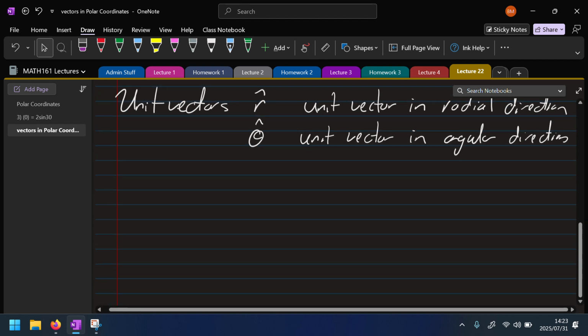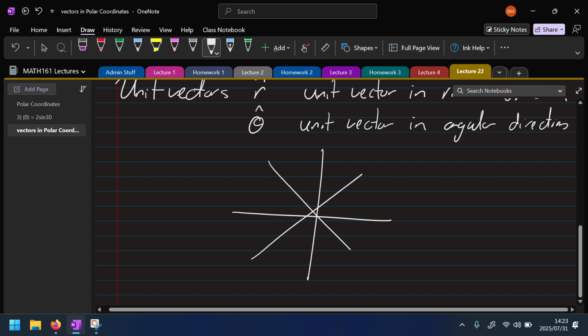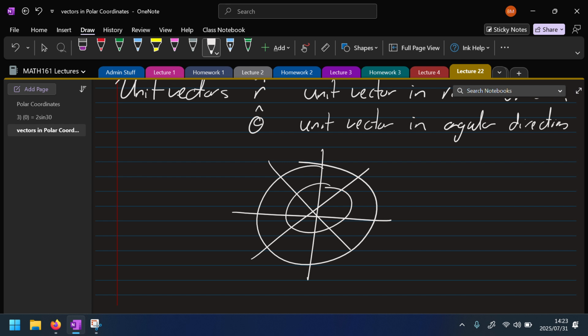So what does that mean? Let's say we've got our polar coordinate system like this. At some point, let's say over there, we're going to have r hat in the radial direction. So that's going to be going out like this. And theta hat, that's going to be pointing in the angular direction. What that means is the direction in which theta increases. So in our case, theta increases counterclockwise. So this needs to point counterclockwise. So it'll be like that. So it'll be theta hat.